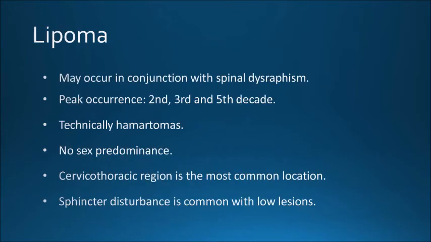Now coming to the lipomas. They may occur in conjunction with spinal dysraphism, and the peak occurrence is in the second, third, and fifth decades. They are technically hamartomas, and there is no sex predominance. The cervicothoracic region is the most common location for these lipomas, and sphincter disturbance is common with these lesions, especially when the lesion occurs in the lower spine.